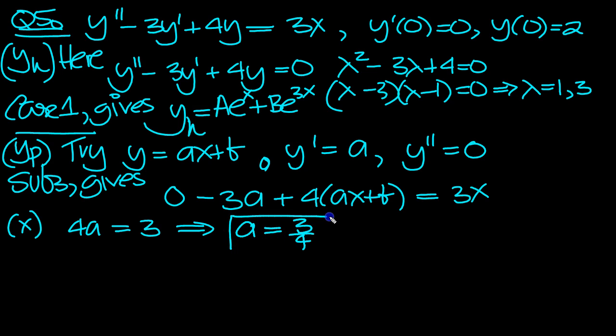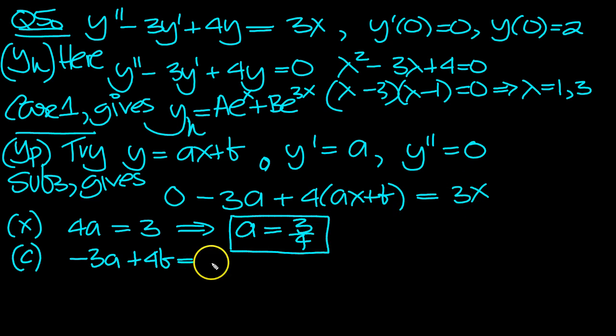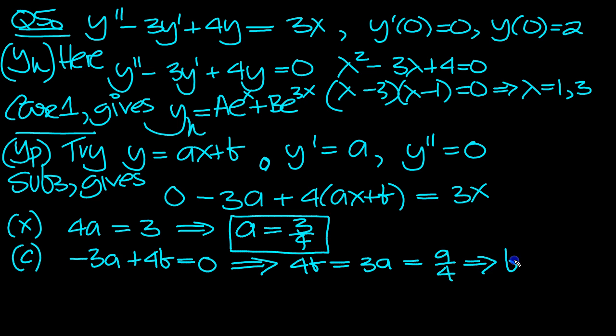So there's a. And if we equate the constants, minus 3a here, 4 times b is plus 4b, and the constants on the other side is 0. So that tells us then that 4b is equal to 3a, which equals 3 lots of 3/4, which is 9/4. So that tells us then that b is equal to, divide by 4, 9/16. So that's b, lowercase b.